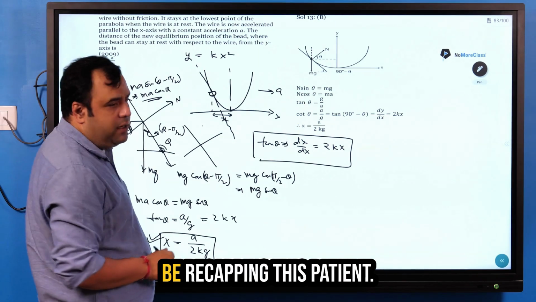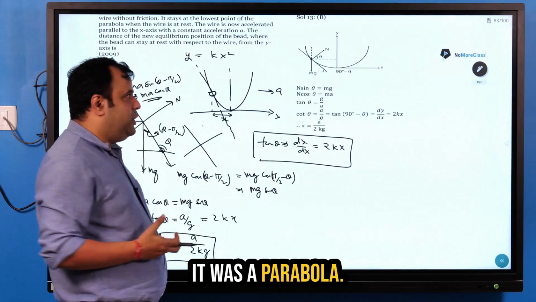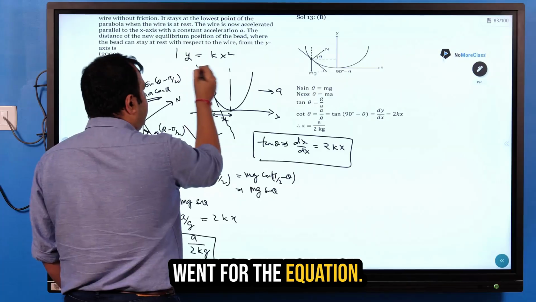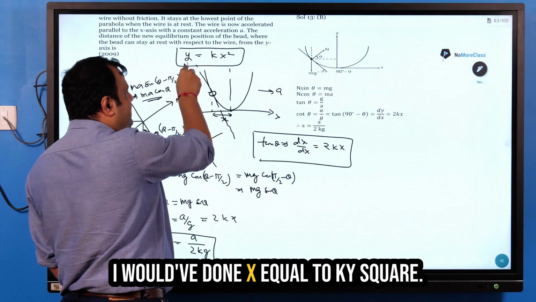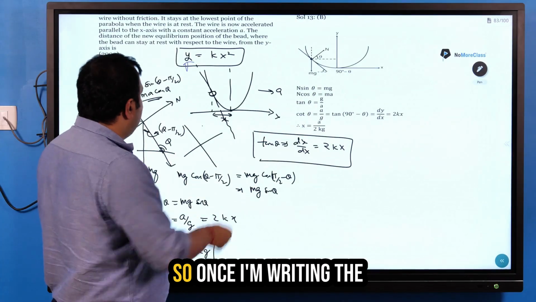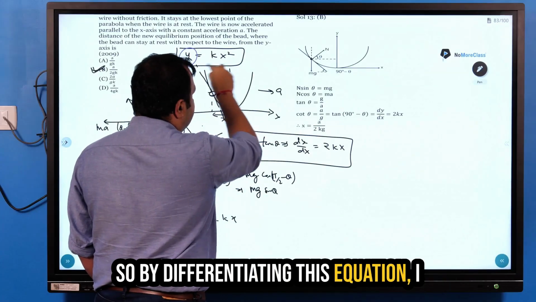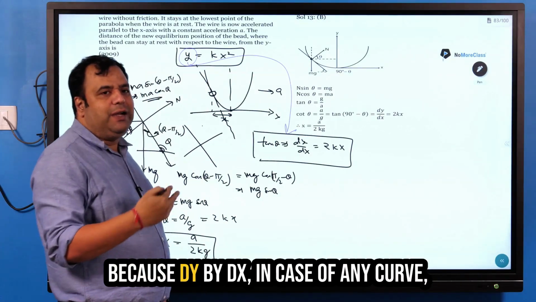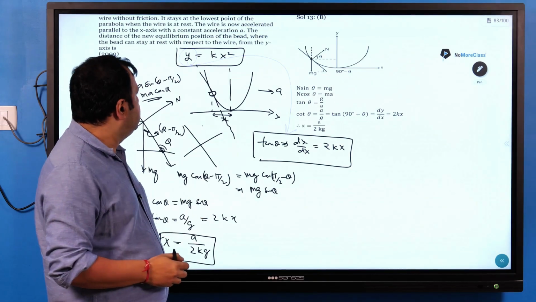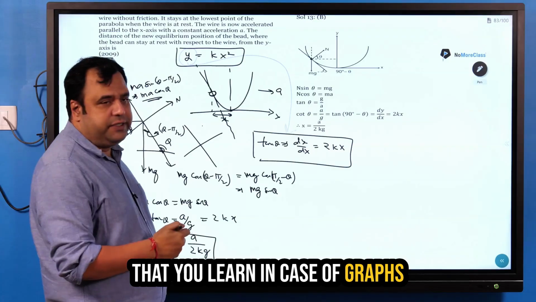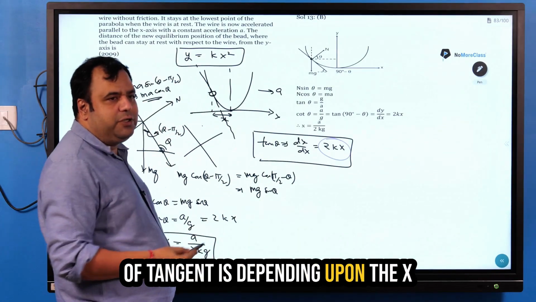Now, one more time, I'll be recapping this question. It's a pretty nice question. The first thing was, it was not a circle, it was a parabola. If it is a parabola, we go for the parabola equation. With the parabola opening along the x-axis, I would have written x equals k y square. Once I write the equation of the parabola, I can find the equation of the tangent by differentiating, because dy by dx, in case of any curve, gives you the slope of the tangent. That you learn in graphs and so on in mathematics. As you can see, it depends upon x.